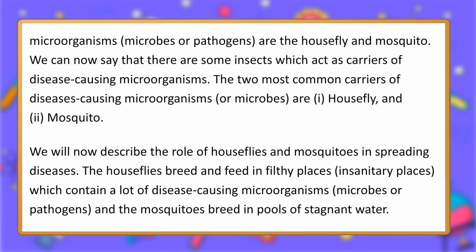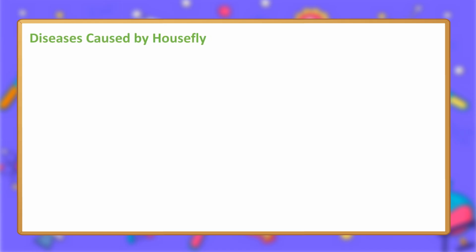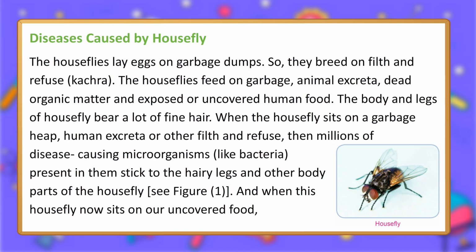The houseflies breed and feed in filthy places, insanitary places, which contain a lot of disease-causing microorganisms, microbes or pathogens, and the mosquitoes breed in pools of stagnant water. Diseases caused by housefly. The houseflies lay eggs on garbage dumps.